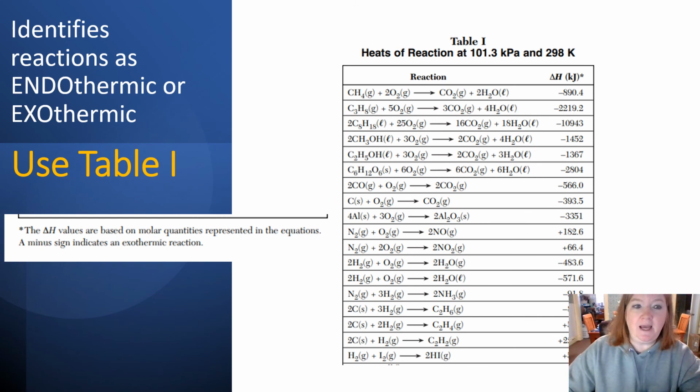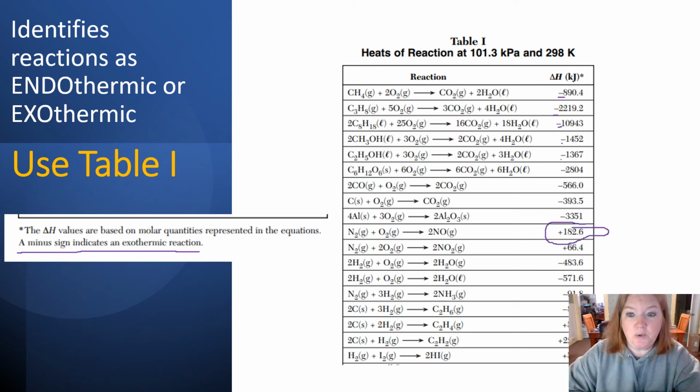Table I identifies reactions as endothermic or exothermic. At the bottom, it tells you a minus sign indicates exothermic. So every time you see a minus sign, that means it's exothermic. And when you get to one with a positive sign, that means it's endothermic.